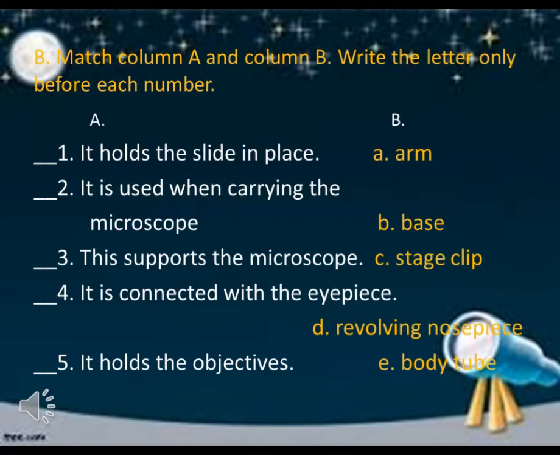For set B, match column A and column B. Write the letter only before its number. For column A, 1. It holds the slide in place. 2. It is used in carrying the microscope. 3. This supports the microscope. 4. It is connected with the eyepiece. 5. It holds the objectives. For column B, A. Arm. B. Base. C. Stage clip. D. Revolving nose piece. E. Body tube.